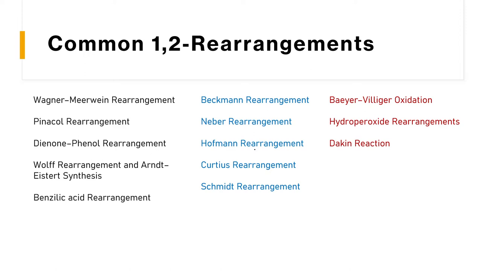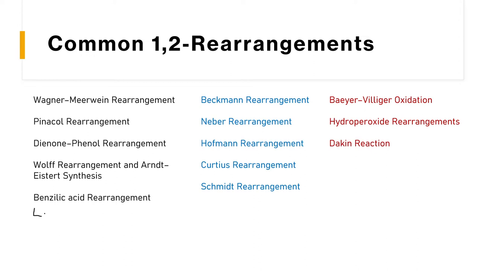Before we go on to them, let me just review the common 1-2 rearrangements: Wagner-Meerwein, Pinacol, Pinacolone, Dienone-Phenol, Wolff rearrangement, Benzilic acid rearrangement, Beckmann, Neber, Hofmann, Curtius, Schmidt, Baeyer-Villiger, Hydroperoxide and Dakin. We have studied these earlier.